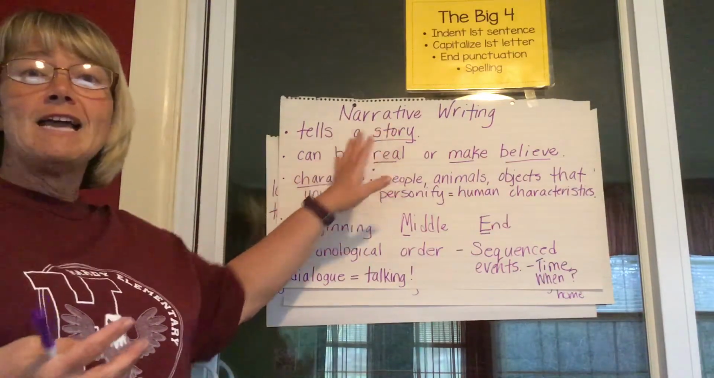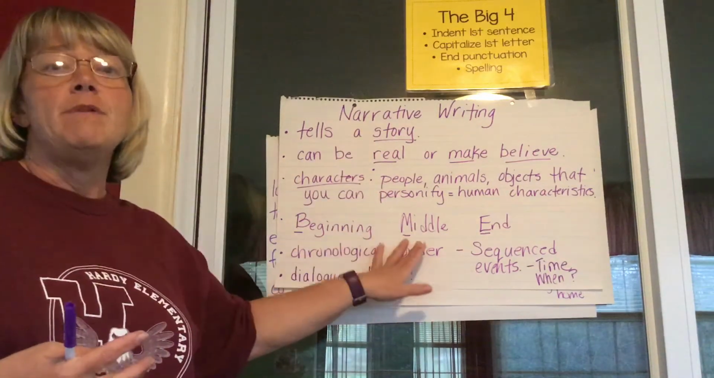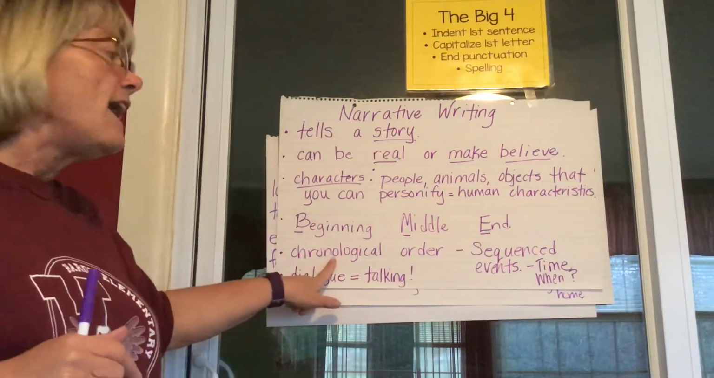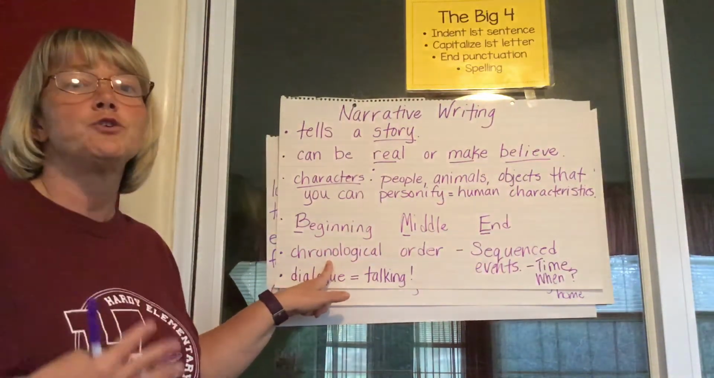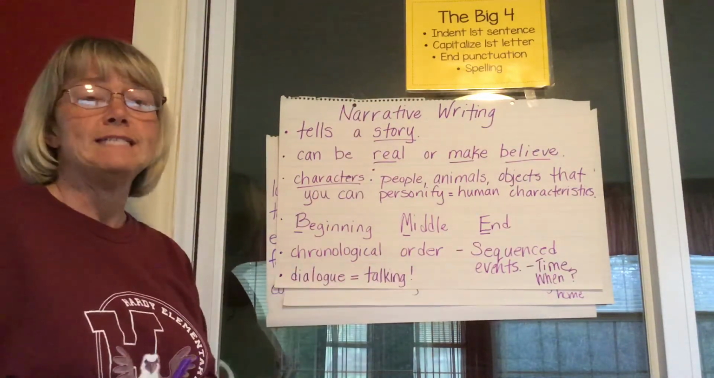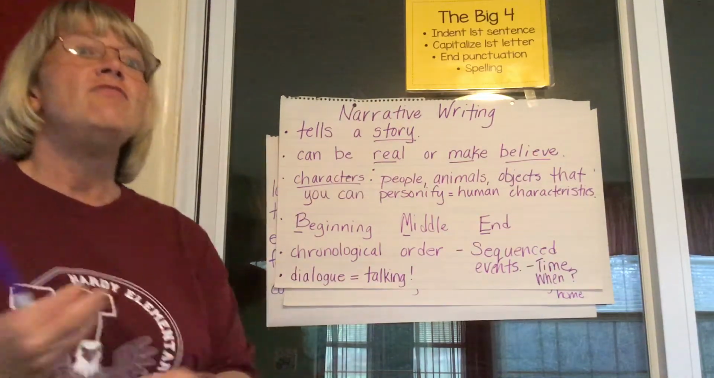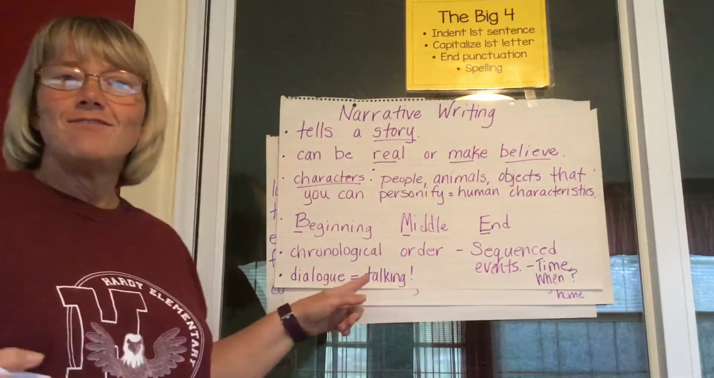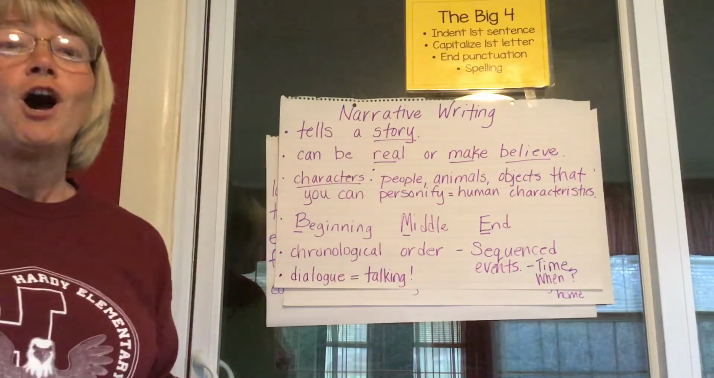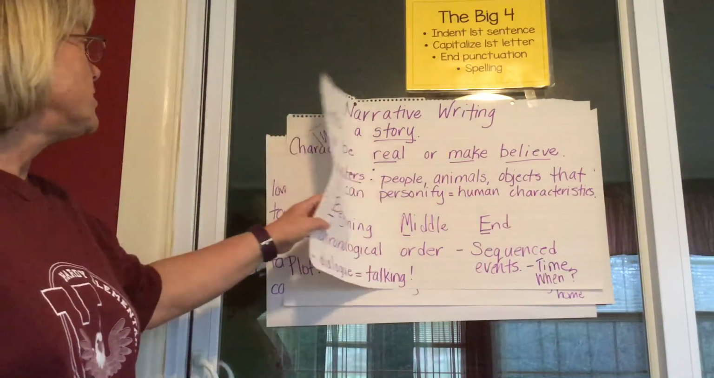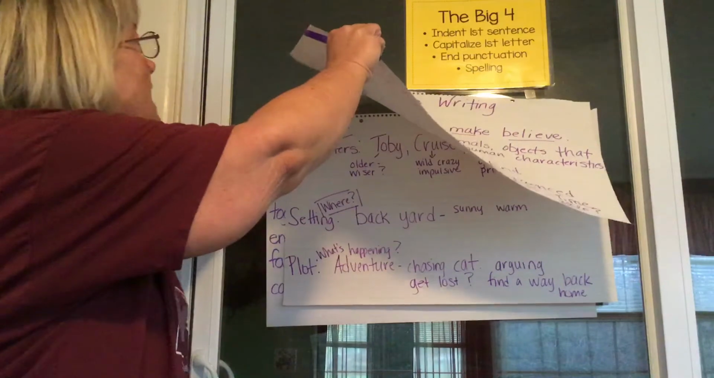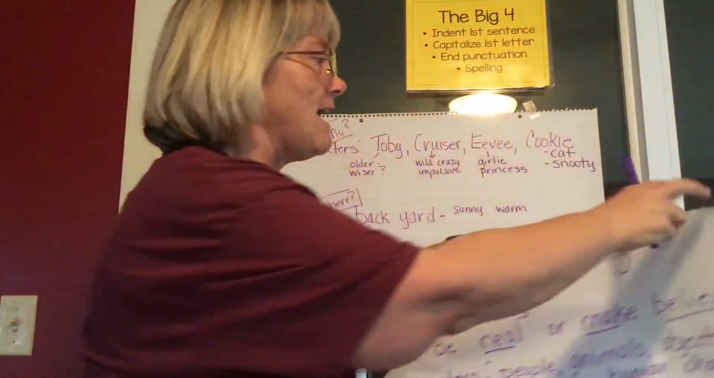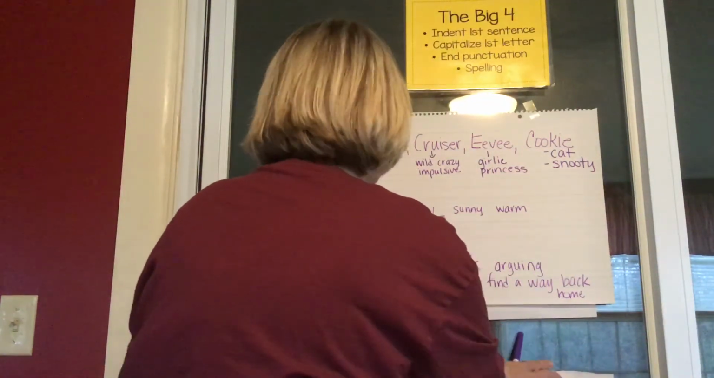Every narrative writing has a beginning, a middle, and an end. We're going to work on the beginning today. It has to have an order, so chronological order. It has to be sequenced. This happened, then this happened. Finally, this happened. And it's got to have dialogue. Your characters have to talk to each other. So there's our review. Today we're going to talk about our introduction, the beginning of our narrative, okay?